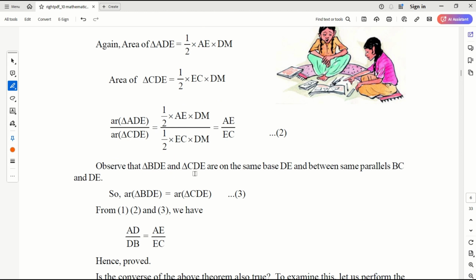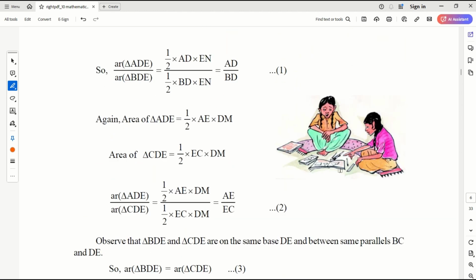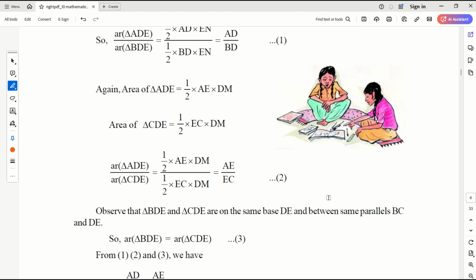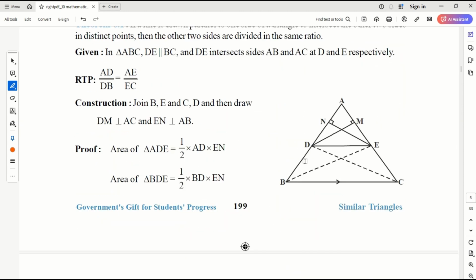Now observe that BDE and CDE are on the same base, DE, and between the same parallels BC and DE, correct? So obviously these two triangles are equal in area. If I draw a perpendicular line here, the area is base into height, which is the same.